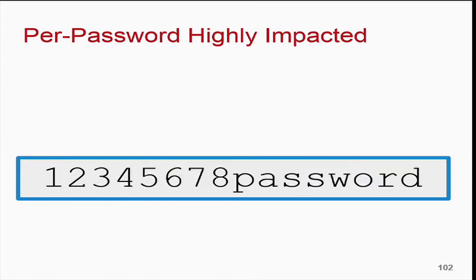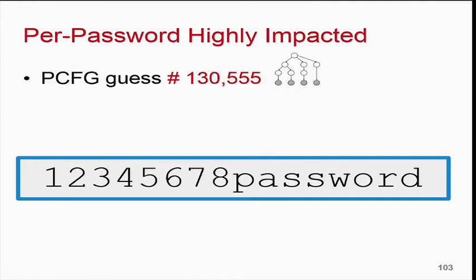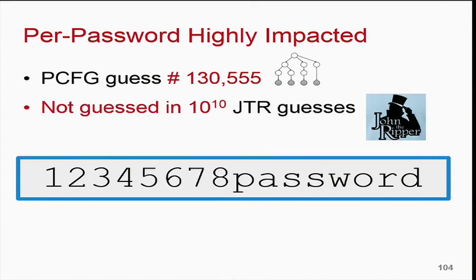So for this password, again, looks pretty predictable. Probabilistic context-free grammar says, yeah, it's fairly predictable. That's guess number 130,555. For these long basic passwords, we made 10 to the 10 John the Ripper guesses, and this wasn't guessed by John the Ripper. So again, we see really large divergence in what conclusion you would come to if you're analyzing the strength of a single password using just a single password cracking approach.